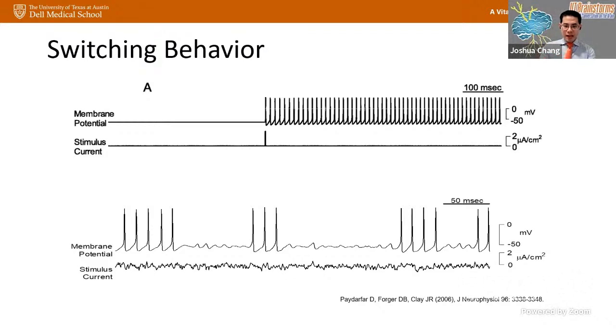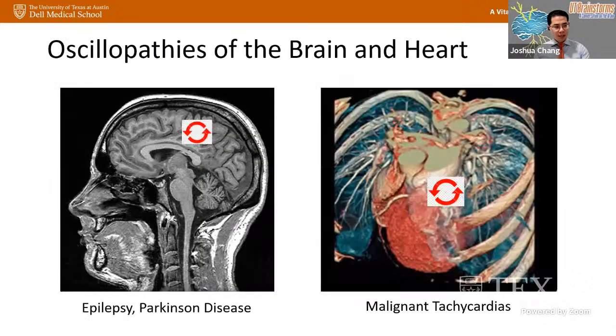And so this idea that a lot of the pathologies or disorders in the brain are due to oscillations is something that is being studied and has been seen. Again, like I've said, epilepsy, Parkinson's, there's this idea that there's an abnormal pattern going on in the brain. And if we can turn it off or stop it from firing over and over again, we may be able to correct that aberrant behavior. Same thing for the heart as well.